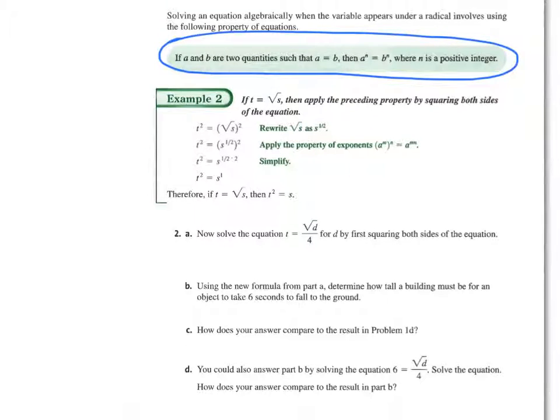They're stepping you through that one, and basically they're showing you that if you have something like this, I always want you to think of what you can do to undo what's happening. So if I have a square root and I have to get to that s, the first thing I'm going to do is square both sides, because a square and a square root undo each other. That gets me s by itself, and I get s equals t squared.